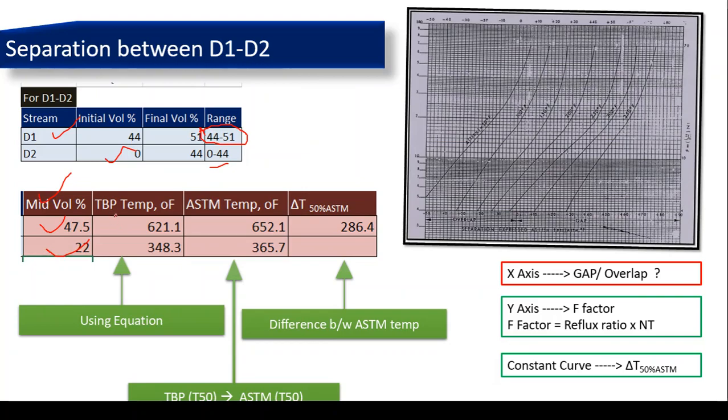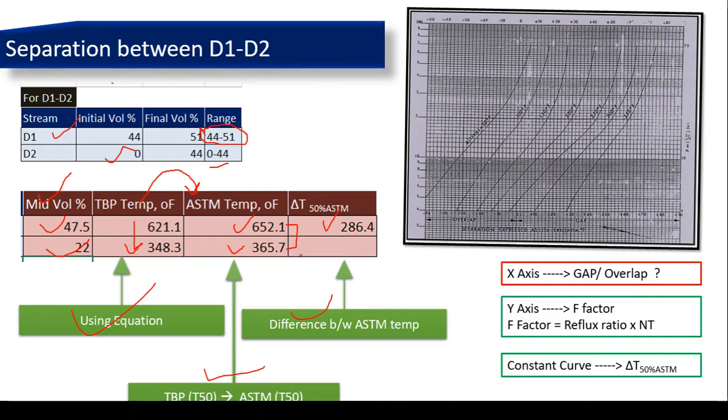Then we have to find out the TBP temperature at this mid volume percent using the equations. Using the equations, the values are given here, 621 and 348, and we have to convert this TBP to ASTM by the equations. We know about that equation, we have discussed it in the previous videos. So it comes to about 652 and 365.7. Then we have to find the difference between these two values, 652 minus 365.7, which comes to around 286.4 degrees Fahrenheit.